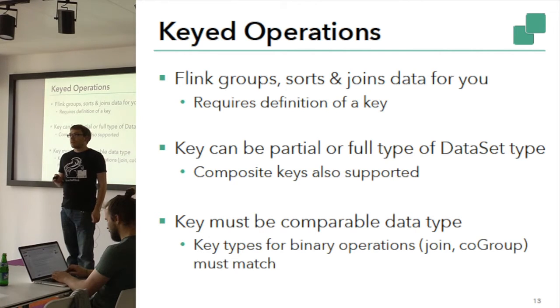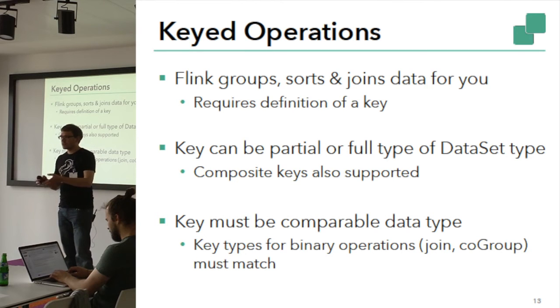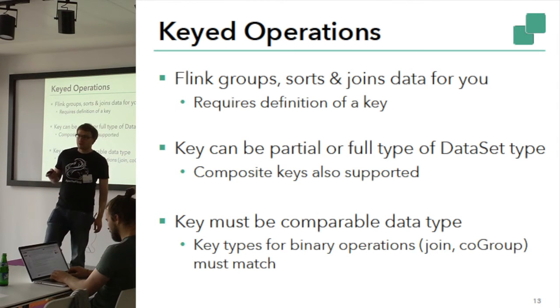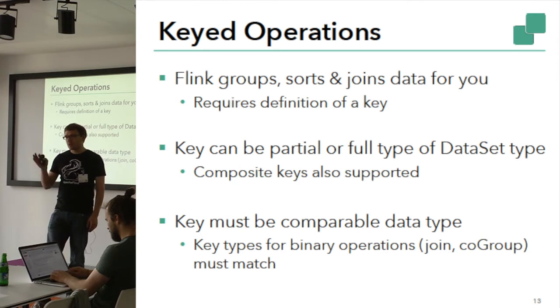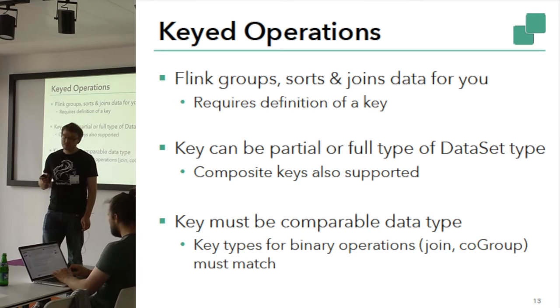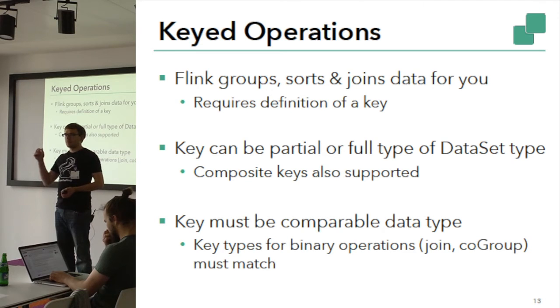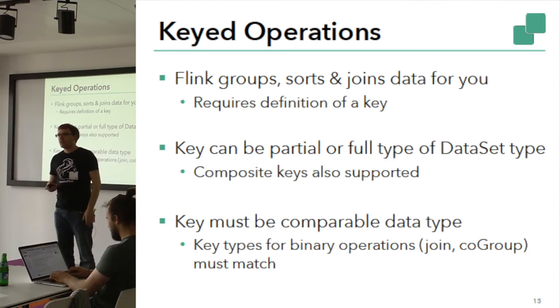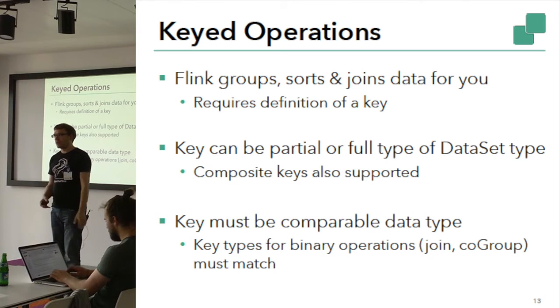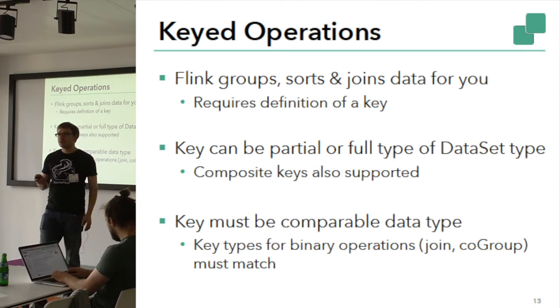Keys can be either partial or full. With that, I mean if you have a data set of a certain type, you can either use the full thing as a key, or you can use some component of this data type as a key. Composite keys are also supported. This is what you see in the initial mail count exercise, where you had to specify the key as the month and the address field, right? This is a composite key made of two components. So you can add arbitrarily many fields or keys to such a composite key.